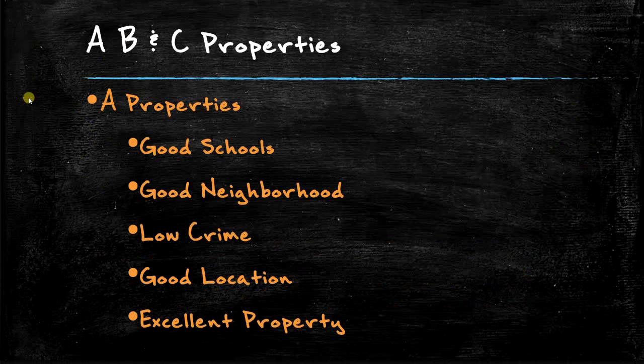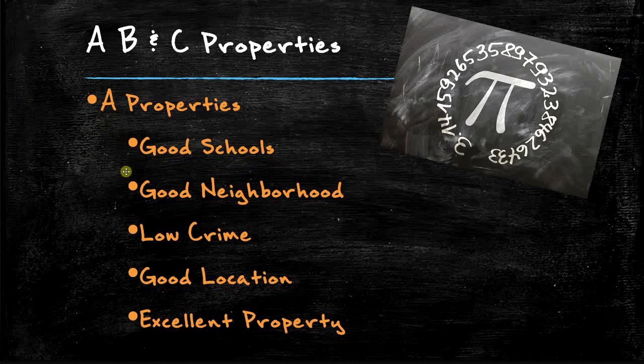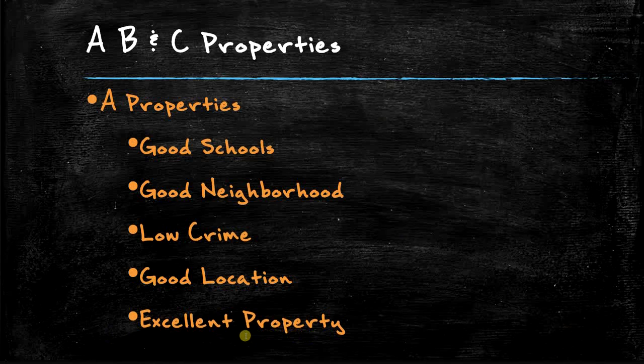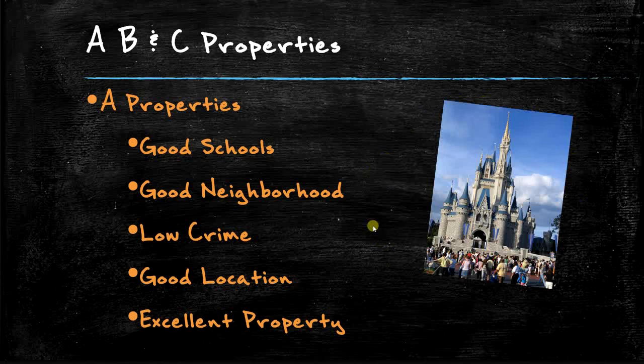So A properties are characterized by different things compared to B properties. A properties are in good schools, good neighborhoods, have low crime, they're in a good location, and are in excellent shape as far as the property's concerned. I'll probably put a little picture right here of Disney Dreamland or something. That would be an A property.